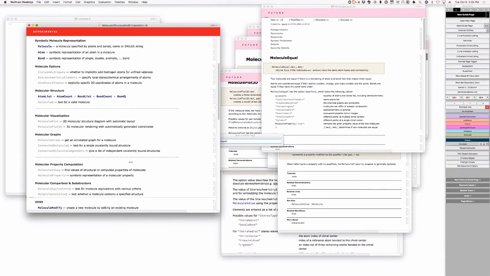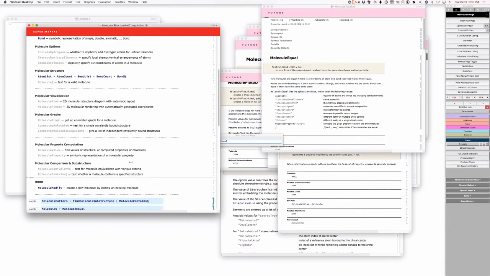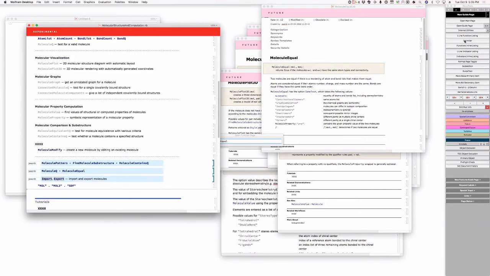If you look at the usage message for that, I talk about a mapping. It returns a mapping between a substructure and a molecule.